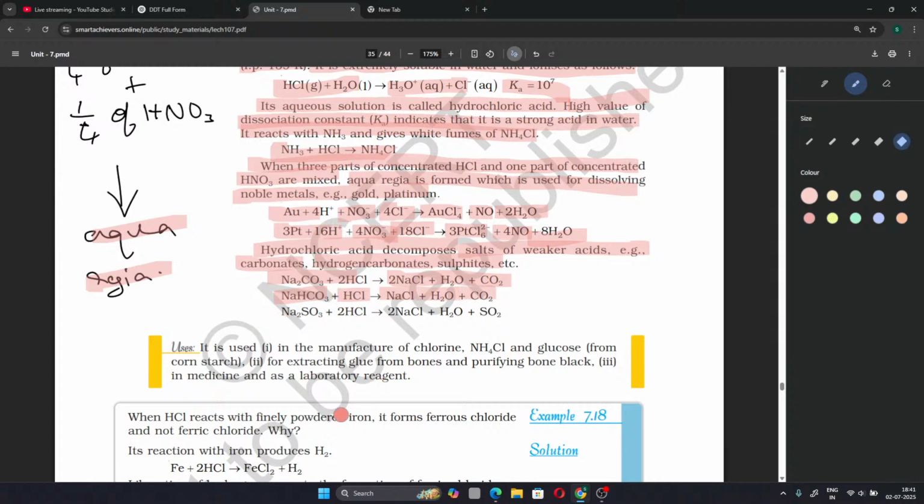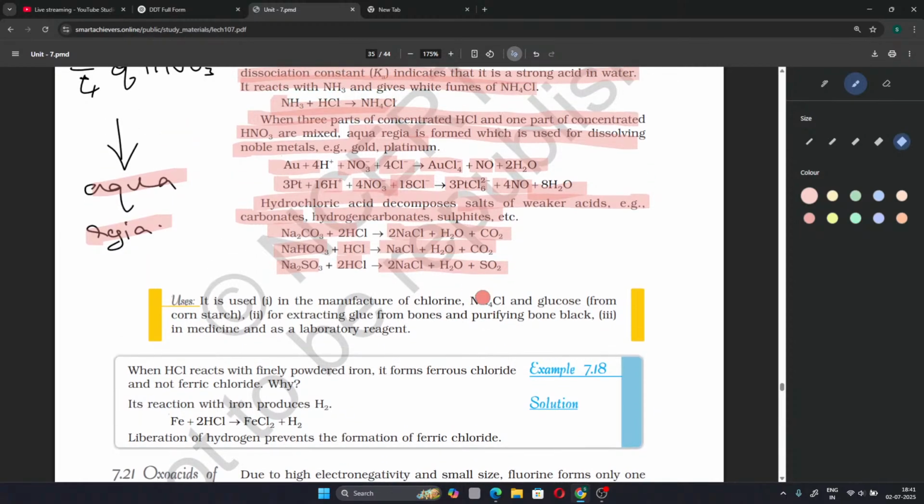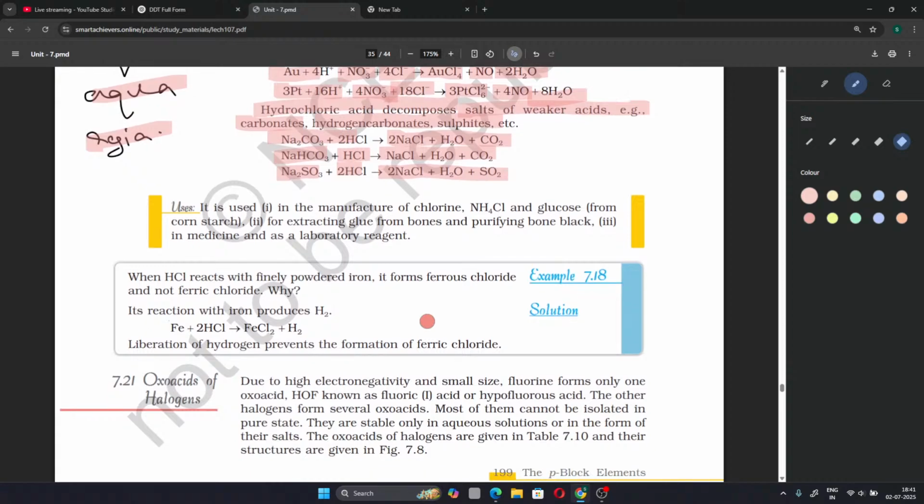Exactly the same reaction. And Na2SO3 plus 2HCl gives 2NaCl, H2O and SO2. Just what changes is sulfur. In place of carbon dioxide, there is sulfur dioxide.